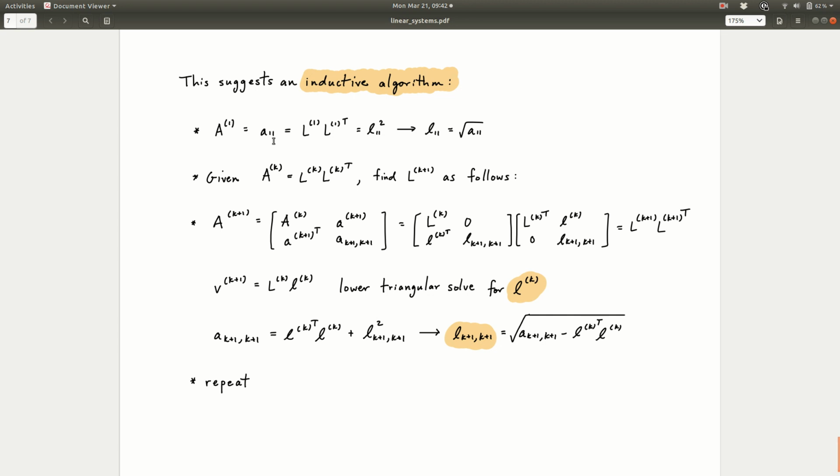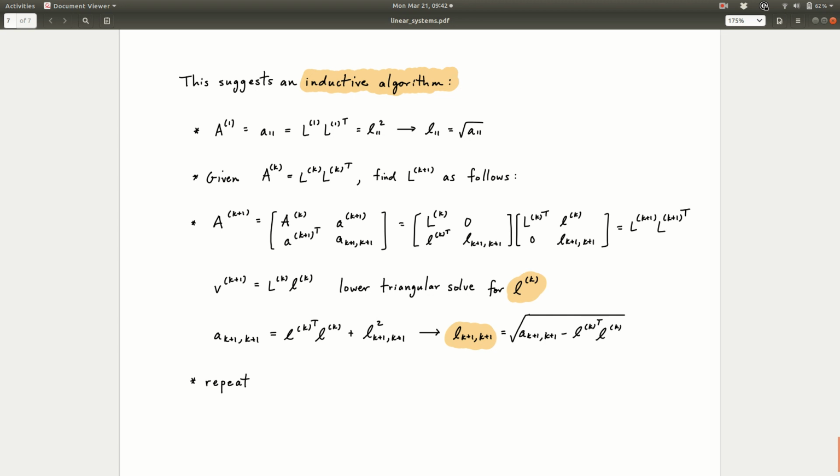So the first step, A^1, is the upper left 1 by 1 submatrix of A, which is simply the entry A11. This is going to be equal to L^1 L^1 transpose. And L^1 is just the 1,1 entry of L multiplied by itself, because the 1,1 entry of the transpose is still the 1,1 entry. So this is L11 squared. And therefore, L11 equals the square root of A11. Okay, so that's simple. That's the first step. Given this matrix, we know how to get the 1,1 entry of this Cholesky decomposition.